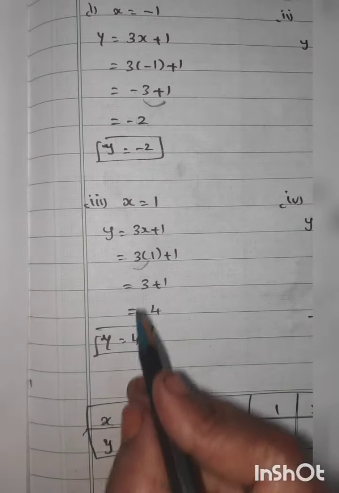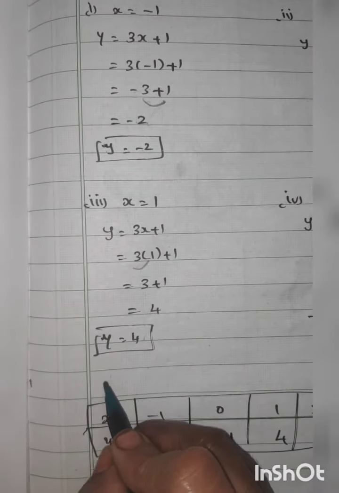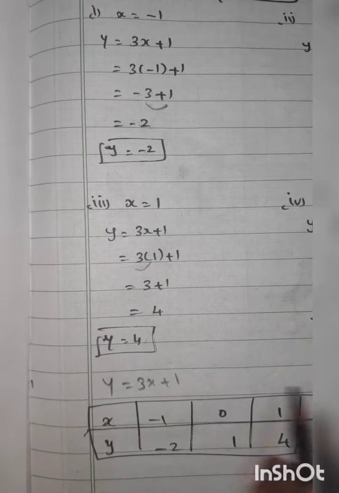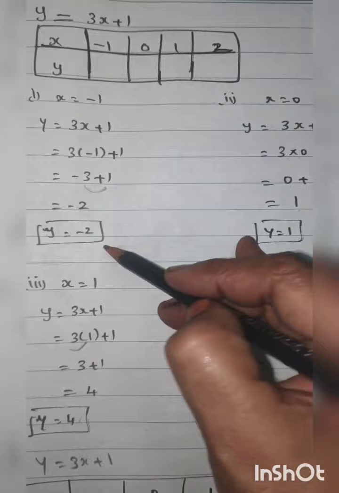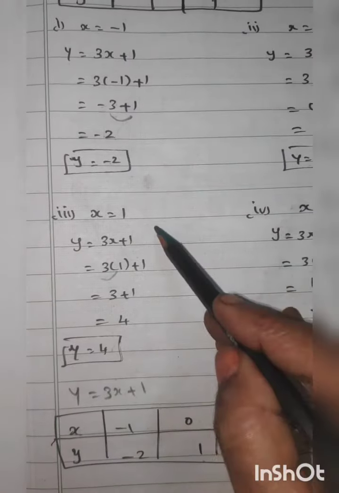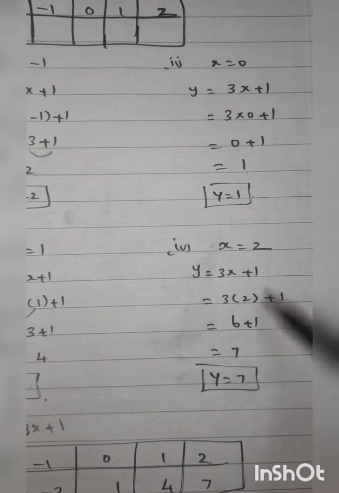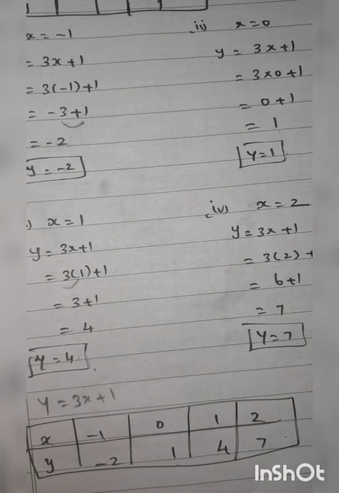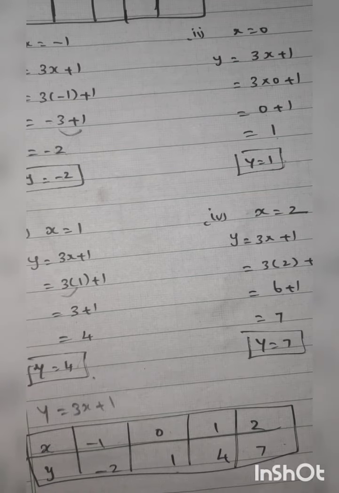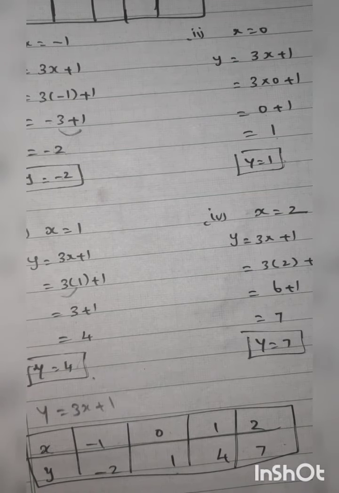So, what is the equation? Y equal to 3x plus 1, write it. In the tabular column, minus 1, what is the answer? Minus 2. 0, answer is 1. 1, answer is 4. 2, answer is 7. So put in the column. Exercise 3.9 is completed. So graph all the sums completed. Thank you.